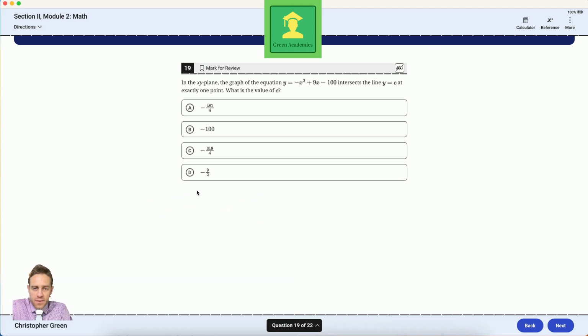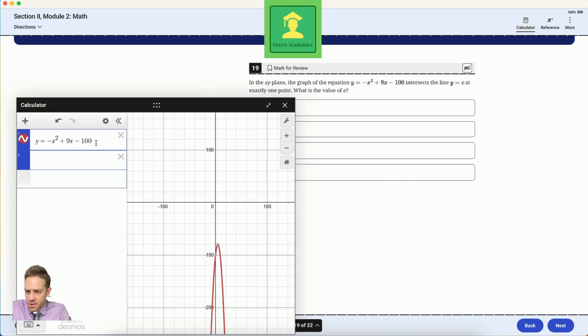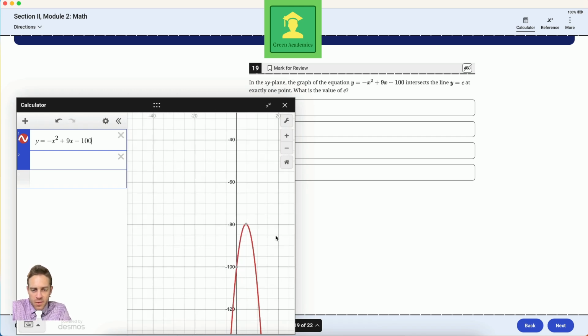In the xy plane, the graph of the equation y equals negative x squared plus 9x minus 100 intersects the line y equals c at exactly 1 point. What's the value of c? This you could do on the calculator. So here I have this typed in, y equals negative x squared plus 9x minus 100. And then for the line y equals c to cross and hit at exactly 1 point, a horizontal line would simply hit at the vertex, right? Because otherwise a horizontal line would cross more than once, and if it was up here, it wouldn't cross at all.